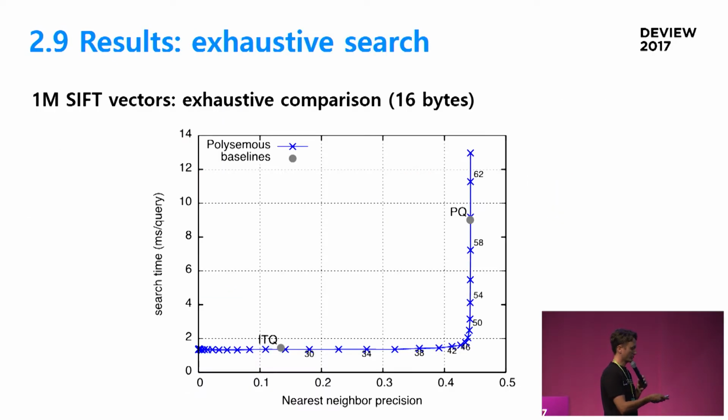So here, what we show are the results for different thresholds. And what you can see is that there exist thresholds which offer an excellent compromise, where basically we have the accuracy of PQ, and also we have the speed of ITQ, or very close to, with a threshold of 42 to 646 bits. So that's exactly what we wanted to obtain.